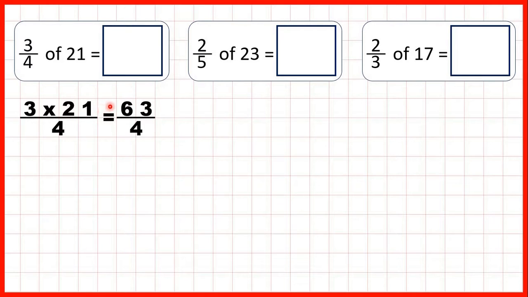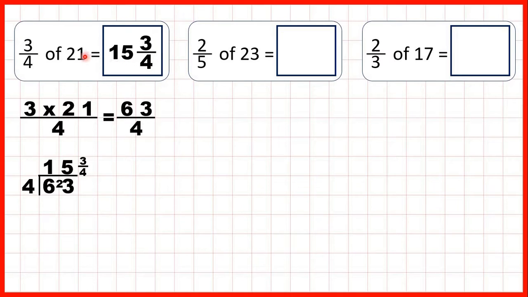Now 3 times 21 is 63, so we can show 63 over 4 as an improper fraction. And to turn it back into a mixed number, we can divide 63 by 4. 6 divided by 4 is 1 remainder 2, because 1 times 4 is 4, plus 2 is 6. And 23 divided by 4 is 5 remainder 3. So we can write the remainder 3 as our numerator, and the denominator is the divisor. So our answer is 15 and 3/4.